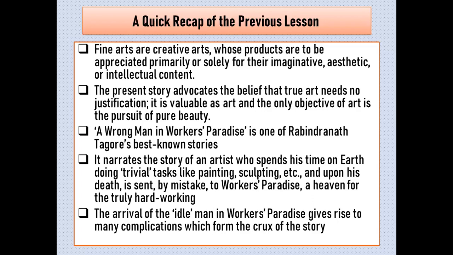A Wrong Man in Workers' Paradise is one of Rabindranath Tagore's best known stories. It narrates the story of an artist who spends his time on earth doing trivial tasks like painting, sculpting, etc., and upon his death is sent by mistake to workers' paradise, which is a heaven for the truly hardworking. But then what happens? The arrival of the idle man in workers' paradise gives rise to many complications which form the crux of the story.